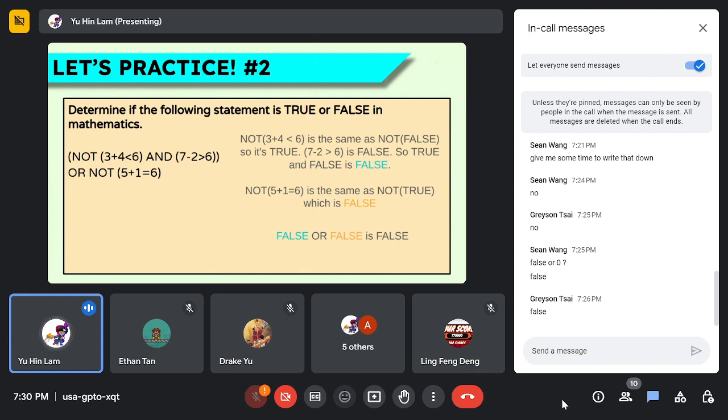So are there any questions about Boolean algebra or things that I should clear up?